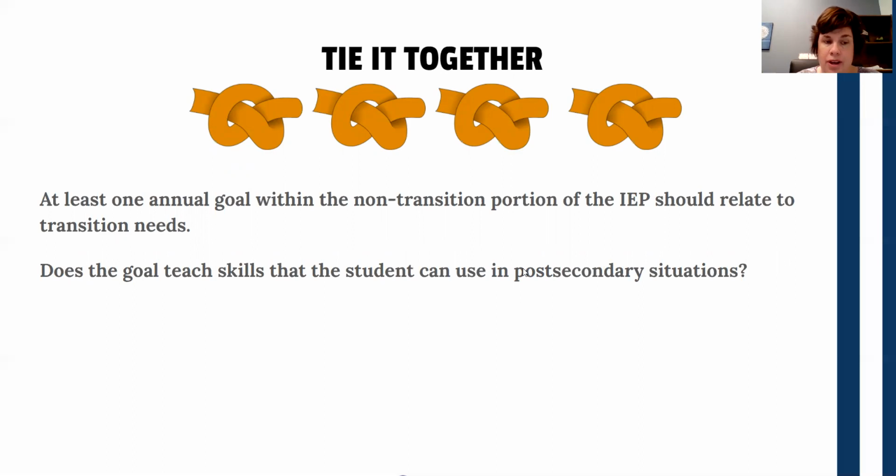So let's tie it all together. You have to have at least one annual goal within the non-transition portion of the IEP that should relate to transition needs. I know many educators have more than one annual goal that is tied together. It seems that by doing that, the IEP process does flow a little bit smoother. So does a goal teach skills that the student can use in post-secondary situations? It is important to make sure that these goals that you're creating can be utilized by the student in their post-secondary situations, whatever that goal might be.